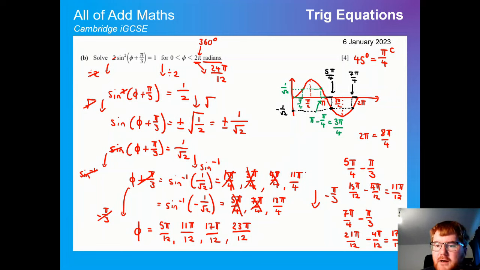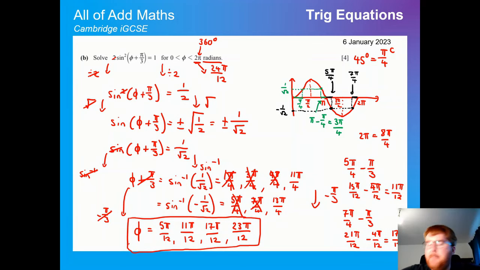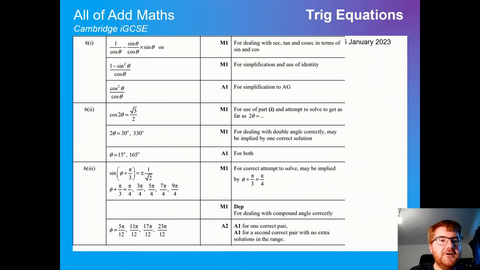And if I was to do the next one, you notice that wouldn't quite fit in. So if I tried 11 pi over 12 and did the working there, that's not going to fit into the domain. So finally, we have our answers here. 5 pi over 12, 11 pi over 12, 17 pi over 12, and finally 23 pi over 12. So you can check the answers here for all of the parts of the question. That's the end of the trig equations section.